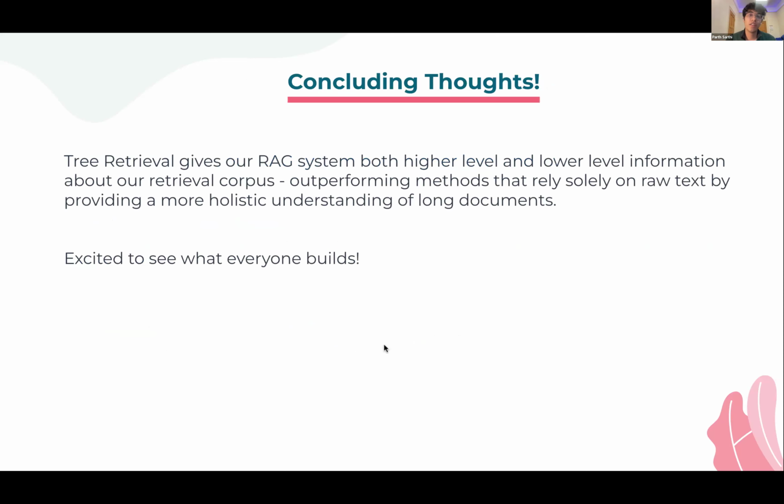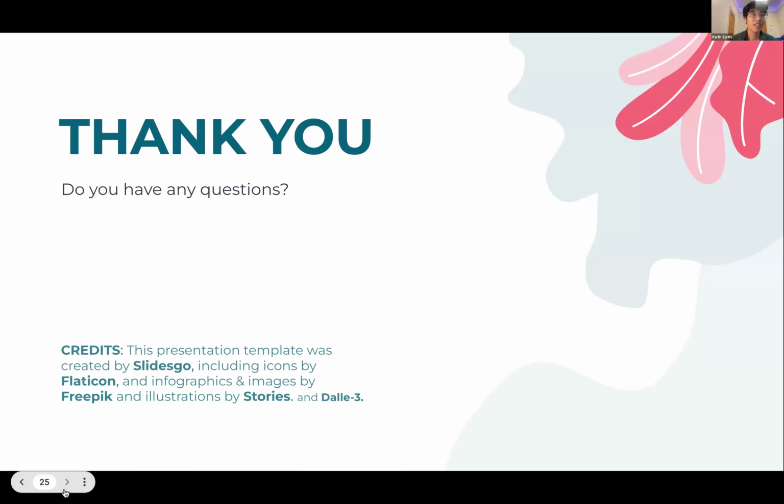And some concluding thoughts on this. Tree retrieval, as we saw, gives our retrieval system both high level and lower level information about our retrieval corpus. This outperforms methods that rely on just the underlying raw text, and the synthetic chunks really help a lot and provide a more holistic understanding of long documents. We're super excited to see what everyone builds with RAPTOR. So thank you, and if you have any questions, I'd love to hear them.